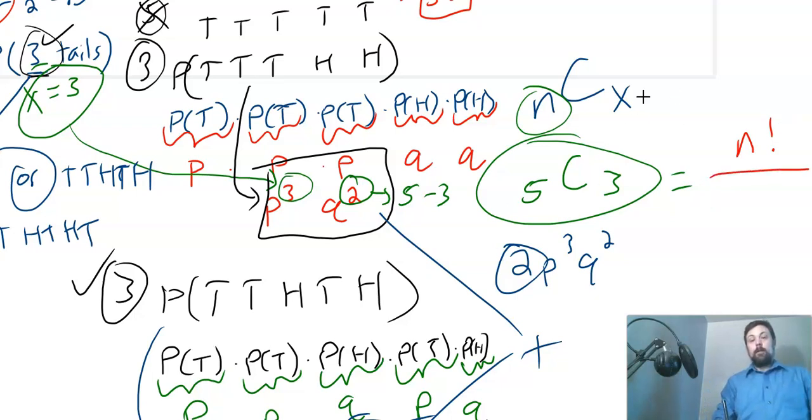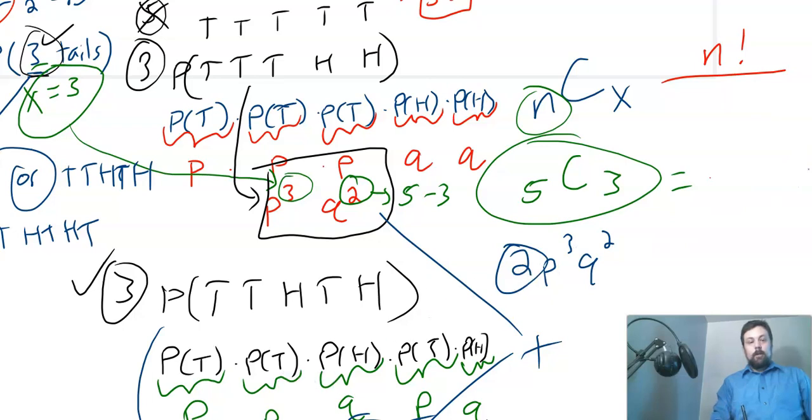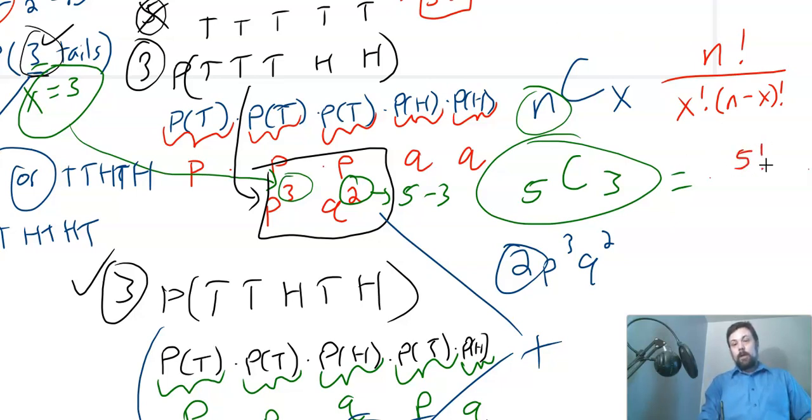Over, so I should be putting this up here actually. N factorial over, let's just erase this down here, over x factorial times n minus x factorial. So a lot of factorials. Now what is a factorial? Well, for example, we're going to get 5 factorial because n is equal to 5. So we'll plug in 5 here for n. And that means you take 5 times 4 times 3 times 2 times 1.